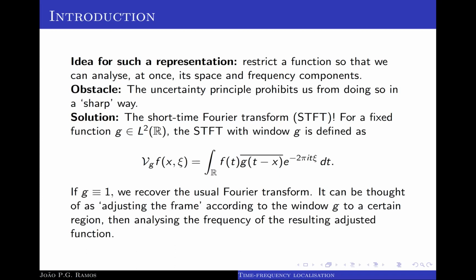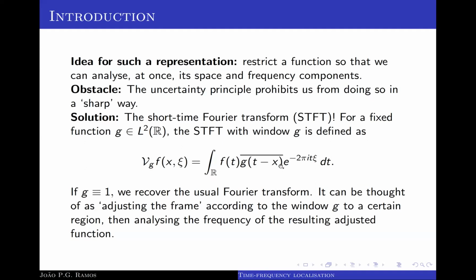So what is that? For a fixed function, which we're going to be calling the window function g, the short time Fourier transform with this window g is just the operator V_g of f, which takes two arguments, x and psi. It's the integral of f of t, g of t minus x bar, e to the minus 2 pi i t psi. So we immediately see that if g is identically 1, we recover the usual Fourier transform.